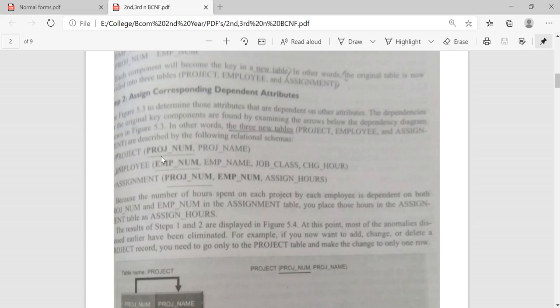So this is how you will split the tables and create three new tables: project, employee and assignment.